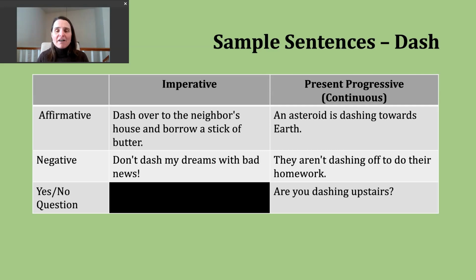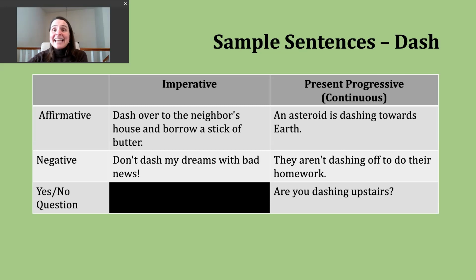An example of this might be an asteroid is dashing towards Earth. Right? So here we might think kind of traveling quickly, moving towards us. And there are usually stories about this quite frequently. So in this affirmative sentence, I think you can see present form is, because I'm just talking about one thing, right? And then I have that ing form of the verb.